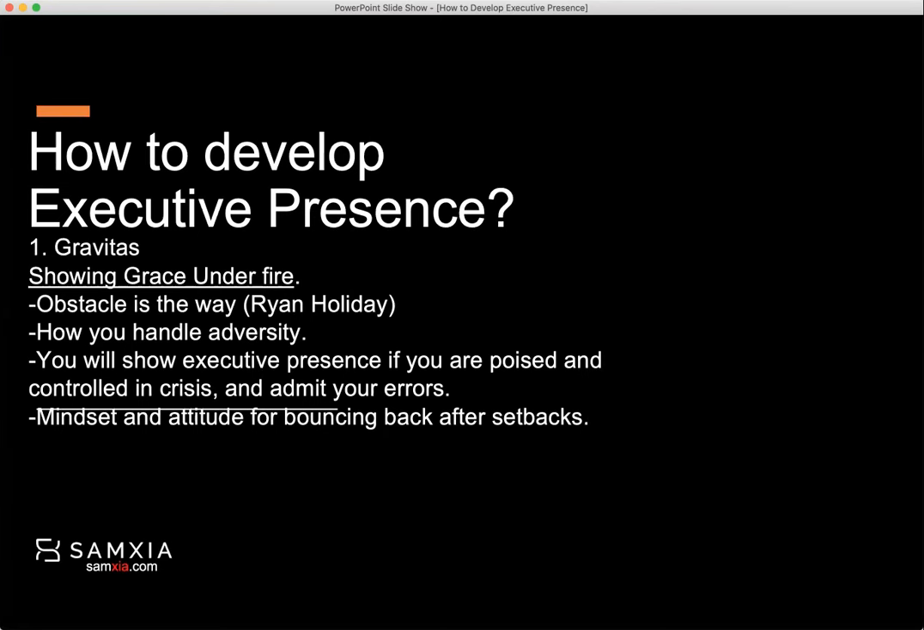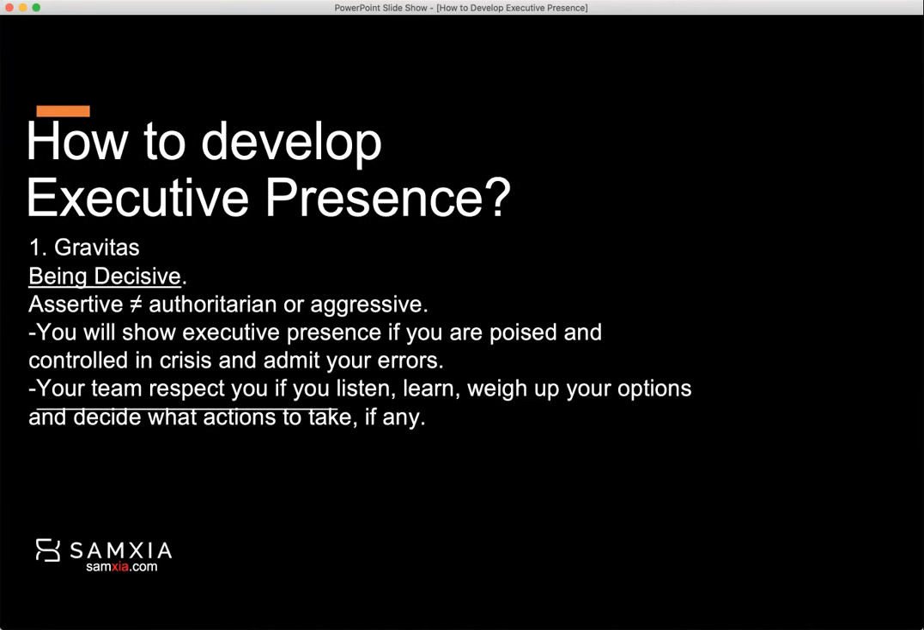And the mindset and attitude for bouncing back after setbacks. Some people, when they get a strike from the setbacks, they stand down. But those who have strong executive presence take this as a perfect time to bounce back. Take Steve Jobs, for example. He was exiled from the very company of his own. He established that very company, but he was exiled by the board. And a few years later, he came back with even more, if not more, strong executive presence. And being decisive and assertive, meaning you are controlled in crisis and you also admit your errors.